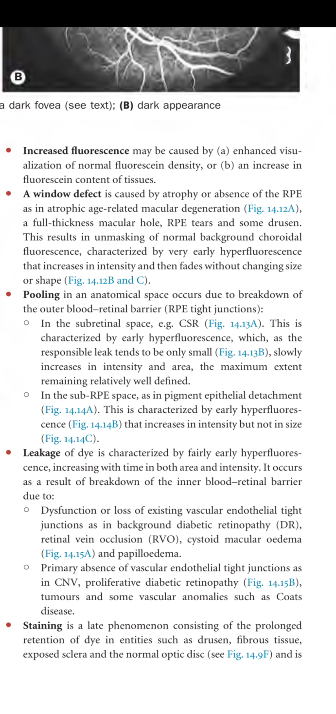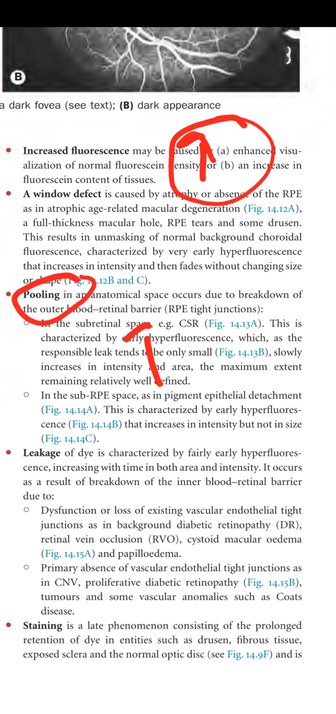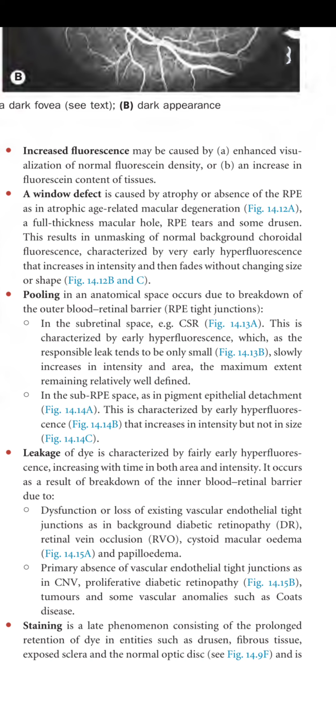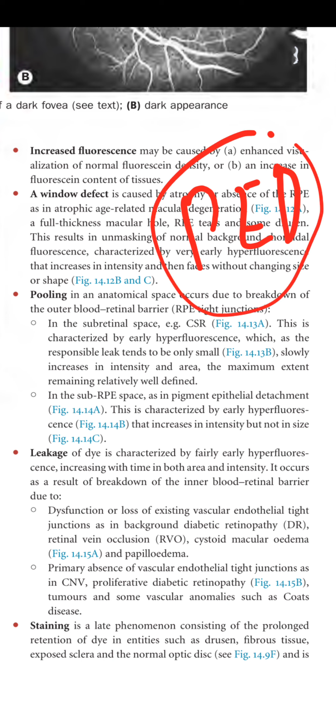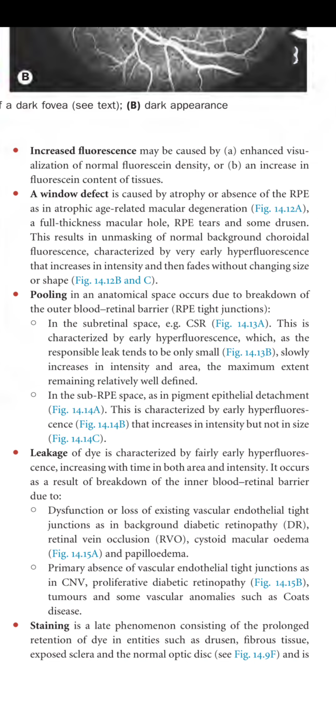So in the case of a window defect, the size stays the same, but in a case of pooling in the subretinal space, there is an increase in intensity and an increase in size as well. Whereas in a sub-RPE case, like a pigment epithelium detachment, pooling will occur, but the size will not increase and the intensity will increase.